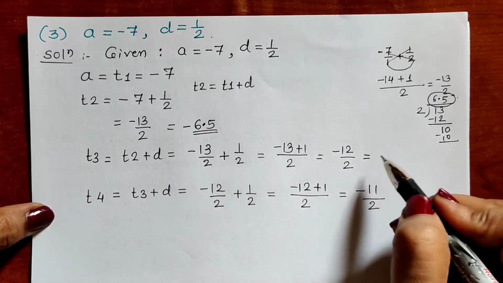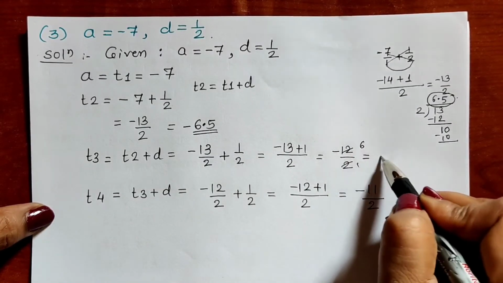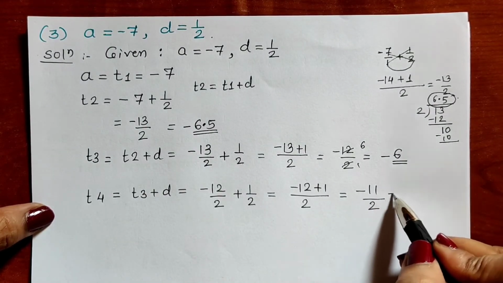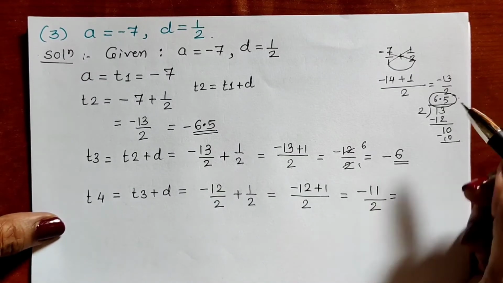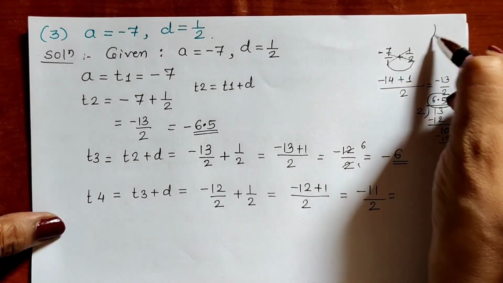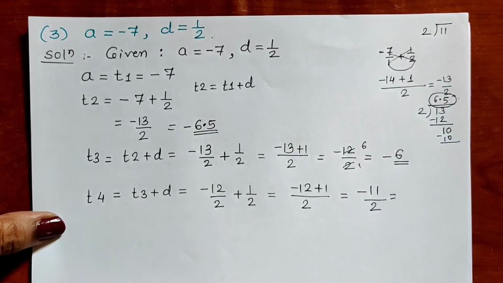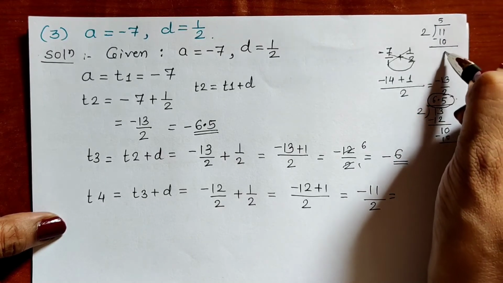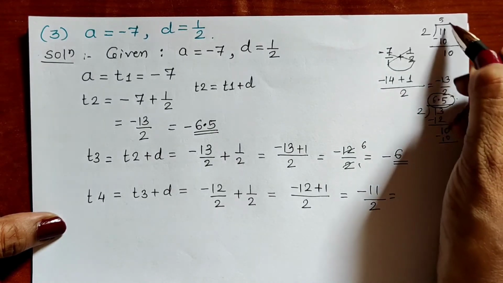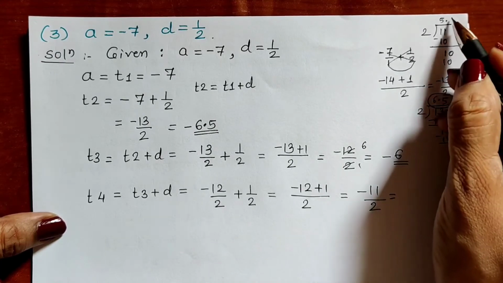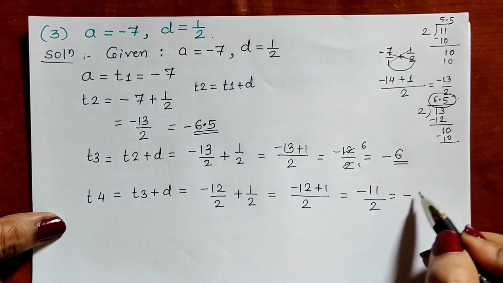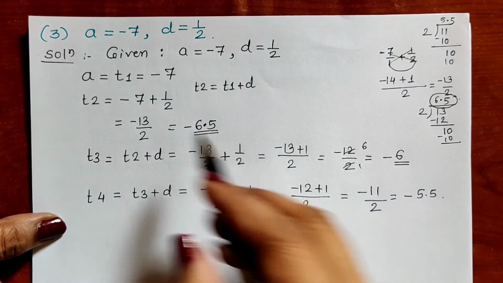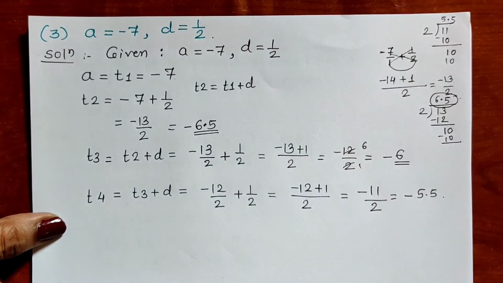Same thing we can write about 12. 2 ones are 2, 2 sixes are 12. So it can be minus 6. Correct. Then how to write minus 11 upon 2 in decimal form? We have to divide 11 by 2. 2 fives are 10. 11 minus 10, 1 remaining, we have to put 0. For this 0 we have to put point, and 2 fives are 10. So it will be 5.5. So it is minus 5.5. So in this way we can write in the decimal form also, because first term is minus 7 and that's why we have to do like this.